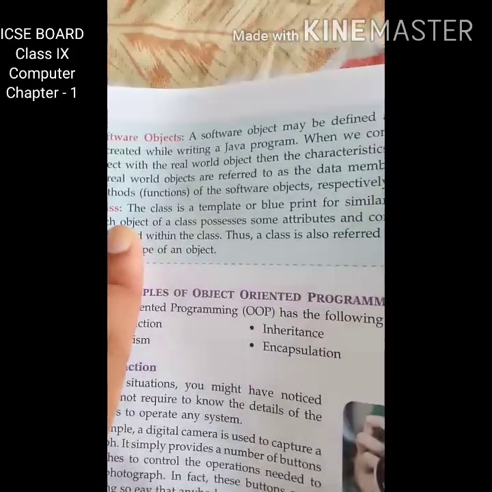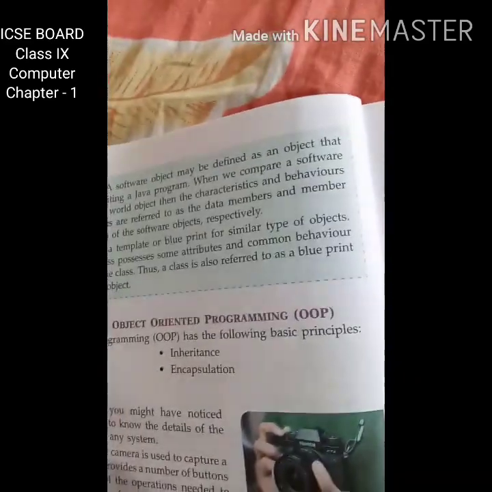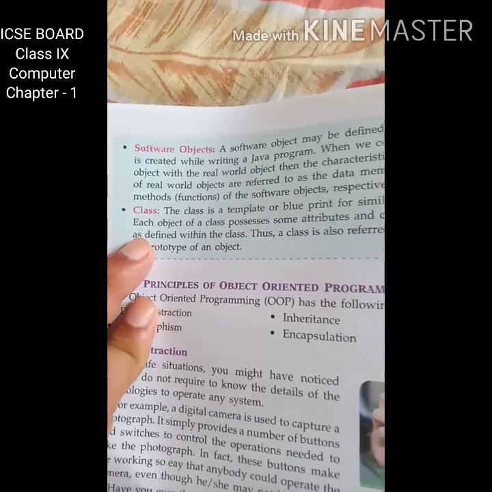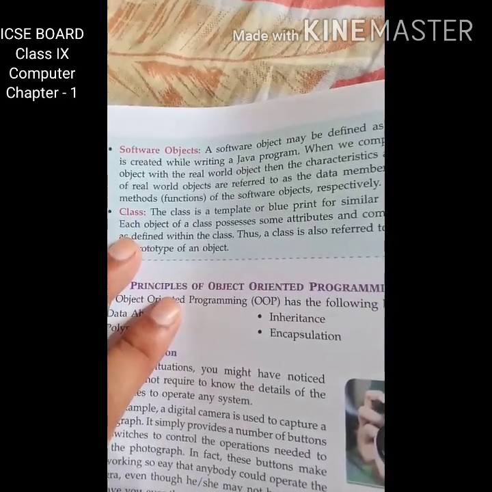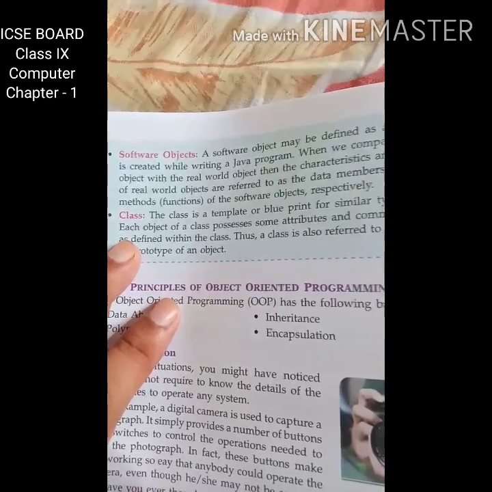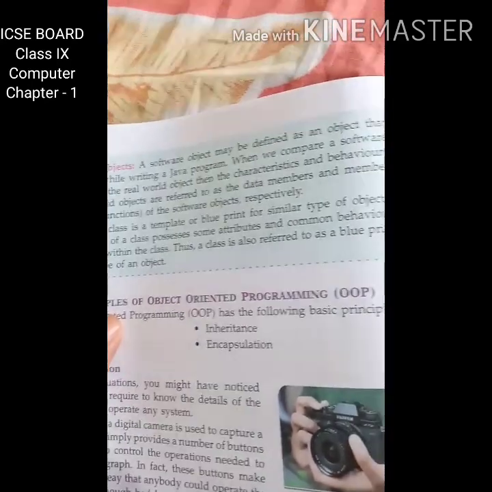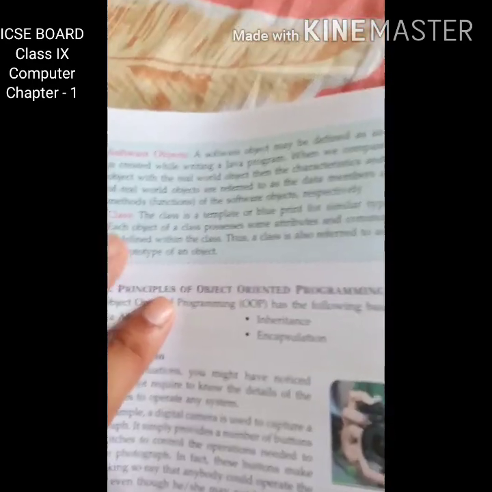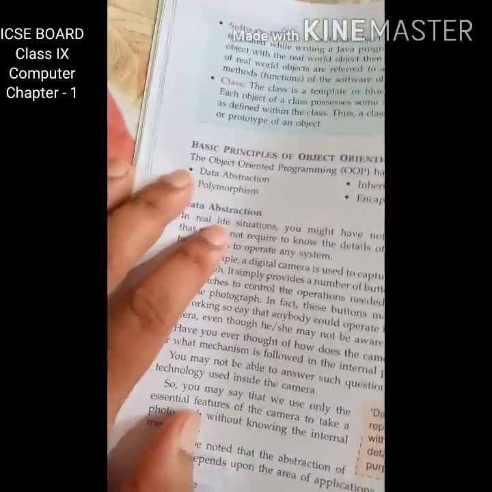A class is a blueprint template by which we keep types of objects in the class. That is why a class is called an object factory. A class possesses some attributes and common behaviors. Okay, so we will understand class more clearly in a later chapter.